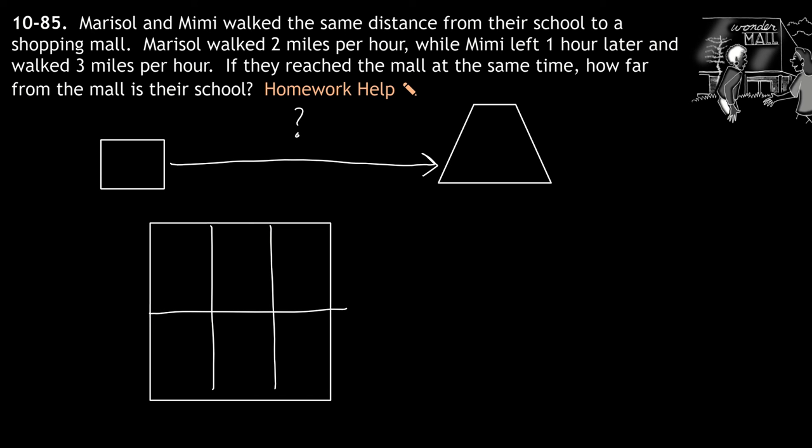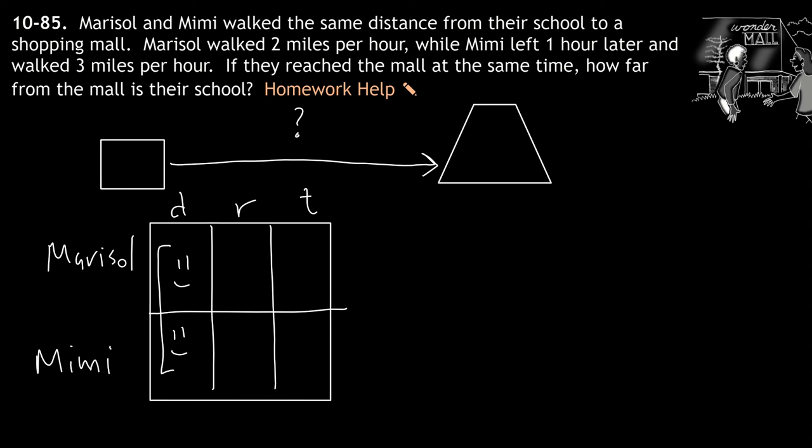I see 2 people. I see Marisol and I see Mimi, and they both have a distance, a rate, and a time. They're walking the same exact distances, so these two numbers are the same, and that's what we're actually trying to find. Marisol walked 2 miles per hour, so she's got a rate of 2 miles per each hour, and Mimi has a rate of 3 miles per each hour.